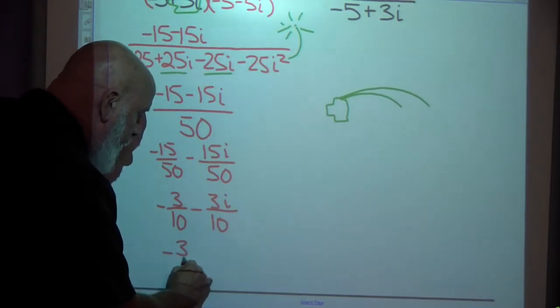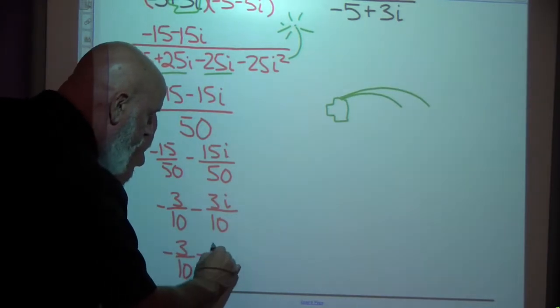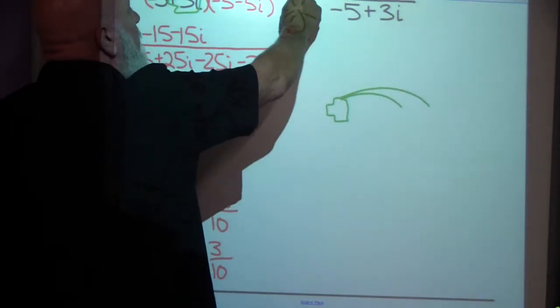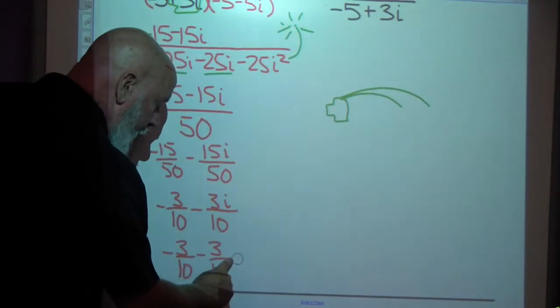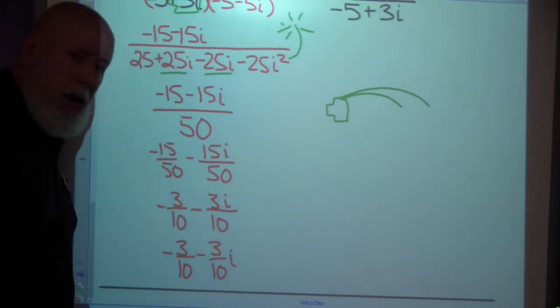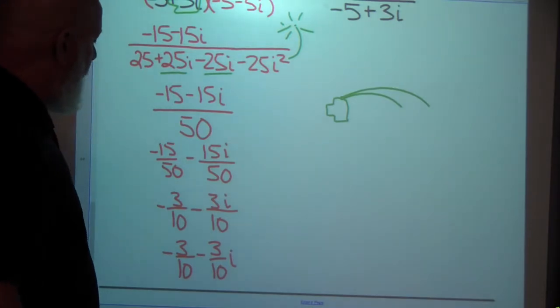Negative 3/10 minus 3/10 I, providing I haven't made a mistake. And I hope I haven't. It's early in the morning, and I've only had one cup of coffee. Hopefully I have not made a mistake there.